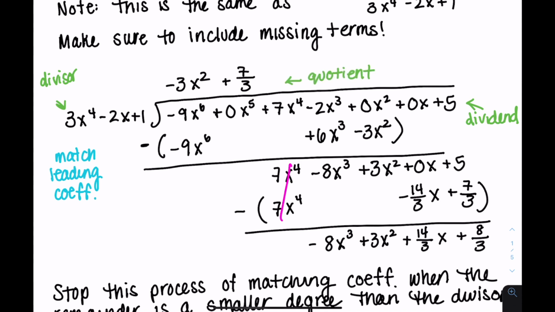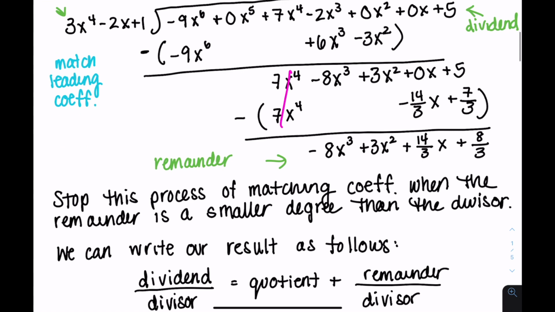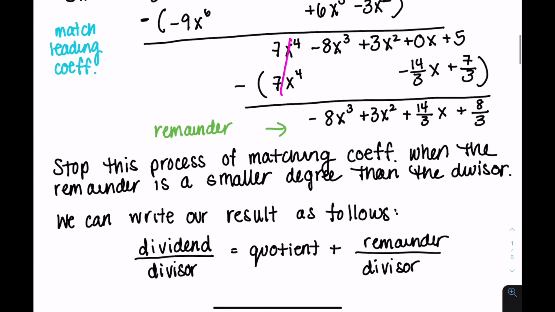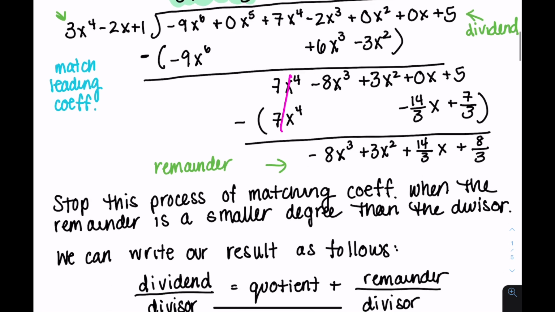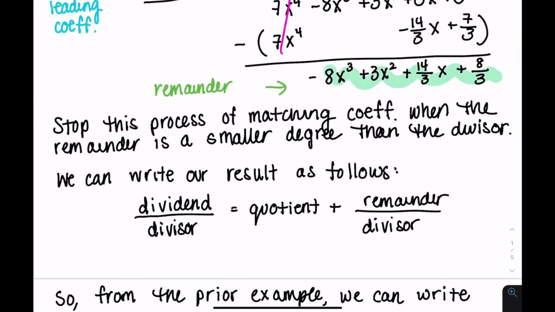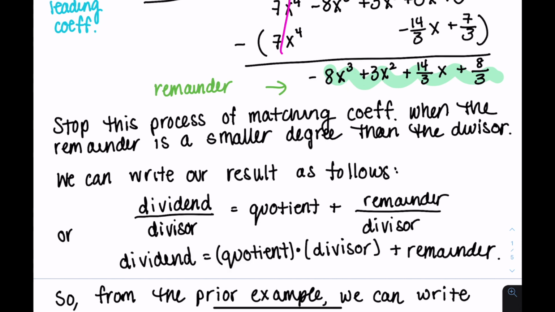The piece that goes up top is called our quotient, and then everything left over is going to be our remainder. So what we can do now is write our result in a couple different ways. We have the dividend over the divisor, it's going to equal the quotient, so the piece we had up here, plus the remainder divided by the divisor. Or if you just rearrange this, the dividend is the quotient times the divisor plus the remainder.